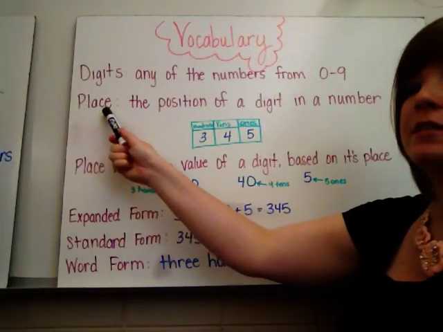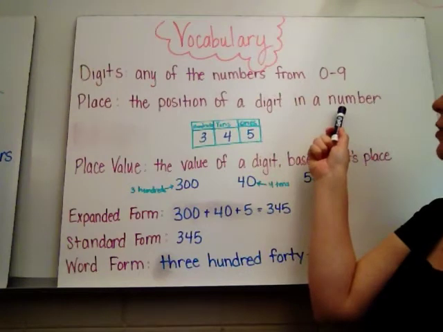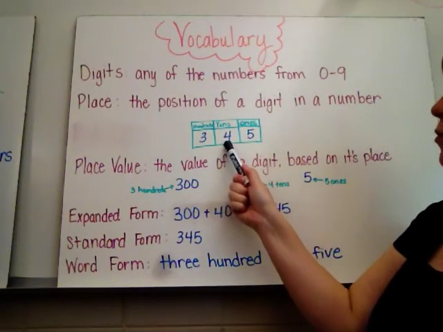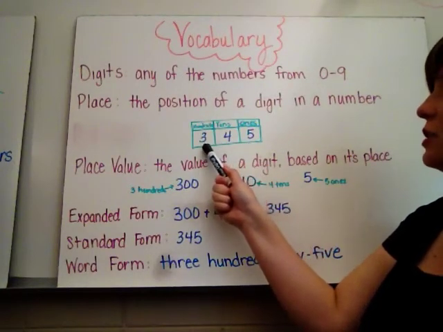Next one is place. Place is the position of a digit in a number. So where the digit falls: if the number is 345 and the digit is 3, it's where it falls in that number.